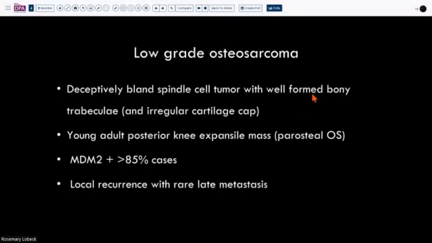So in summary, low-grade osteosarcoma is obviously a deceptively bland spindle cell tumor with well-formed bony trabeculae, unlike your traditional high-grade osteosarcoma, and the cartilage cap can also give you really good clues. So the good news is MDM2, really good immunohistochemical stain. If you know how to use it appropriately, it will be positive in greater than 85–90% of cases. If not, if you still have a suspicion, you can always do MDM2 FISH. Right? And these cases often recur locally, but the most important thing is they can metastasize.